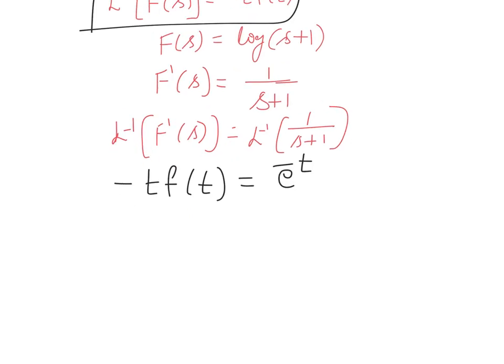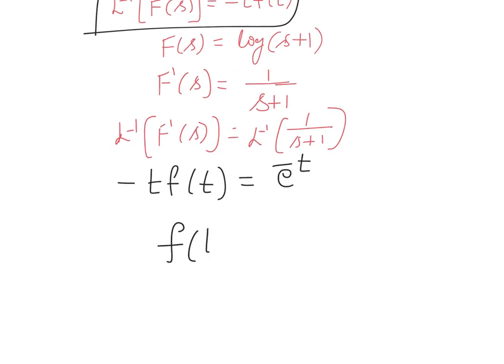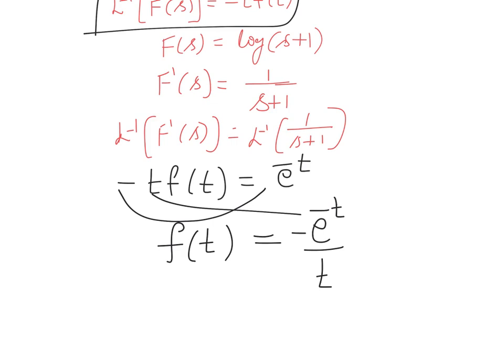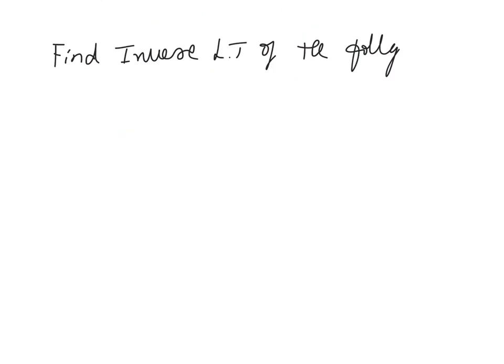Finally, our required result is f(t). Given F(s), the inverse Laplace transform of F(s) is f(t). From this you can write the result: minus e^(-t) divided by t. Taking this minus and dividing by t, we get the final result in this way. This is just a simple example I took to convince you. So we have the problem now.